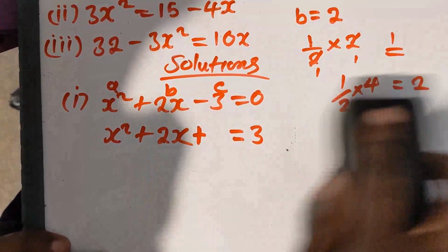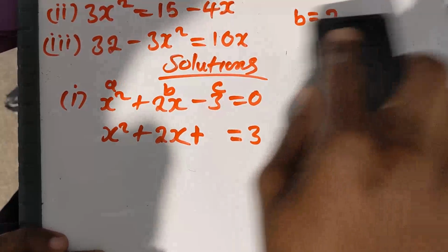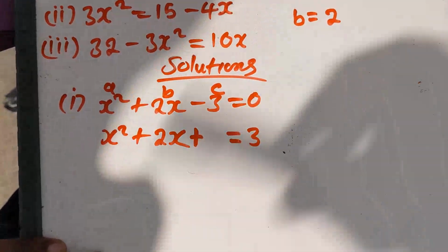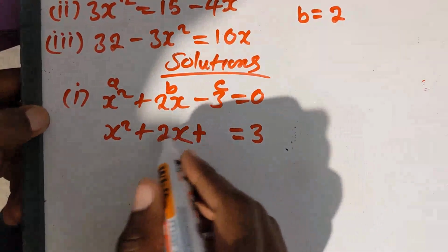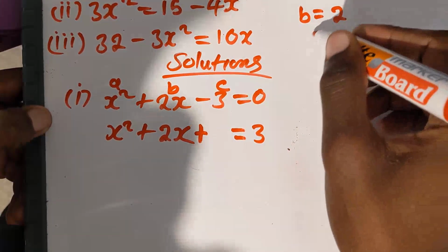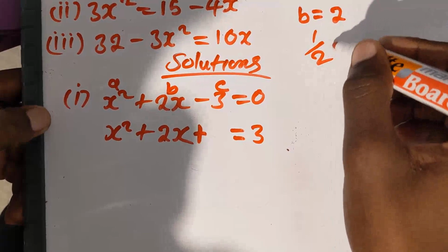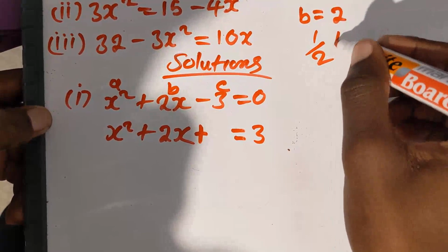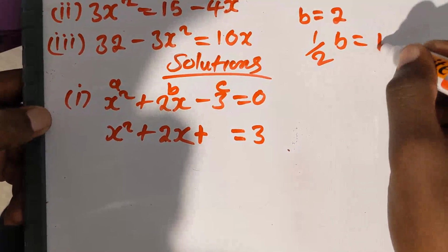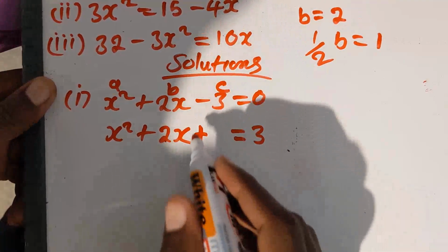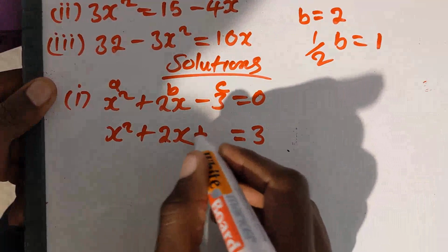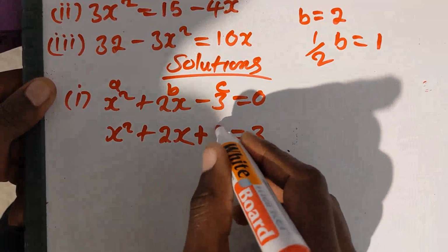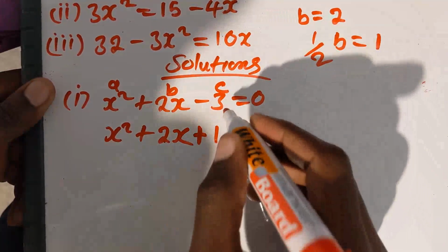So I was just trying to explain that you need to add half of b. We found that half of b is equal to 1. So add half of b here. Half of b is 1. But square it.